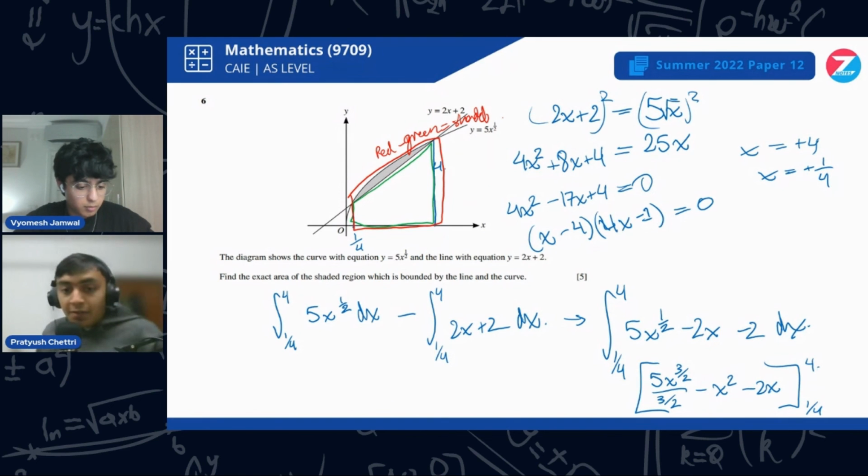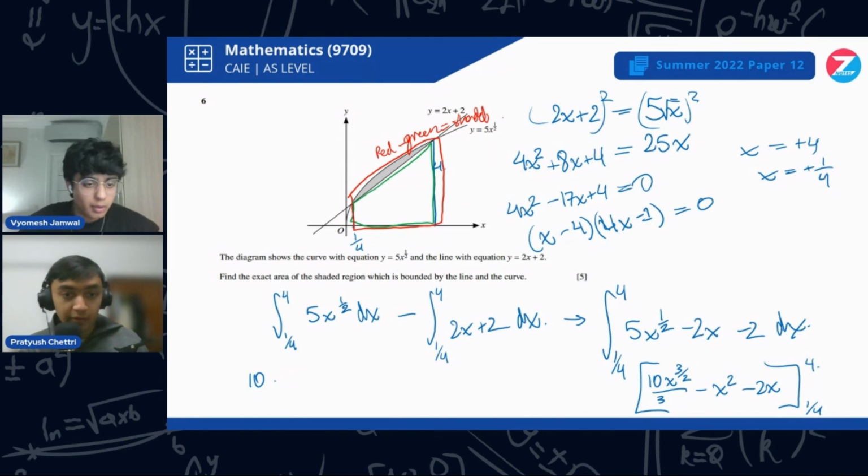Again, I could simplify these. I could put the 2 above to get 10 by 3. And once I put in the values, Vyom, can you be getting the value for this, please, while I write it? I tried to do the integral thing. It gave me like a decimal value. So I'm just gonna put in the values that you have.